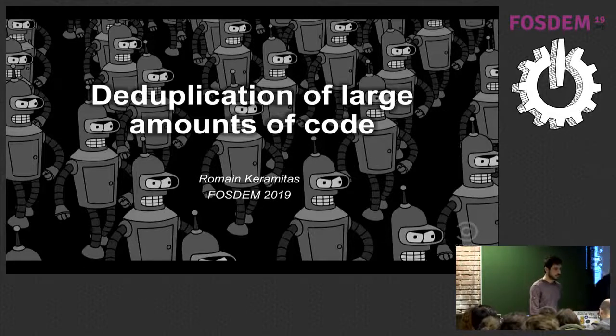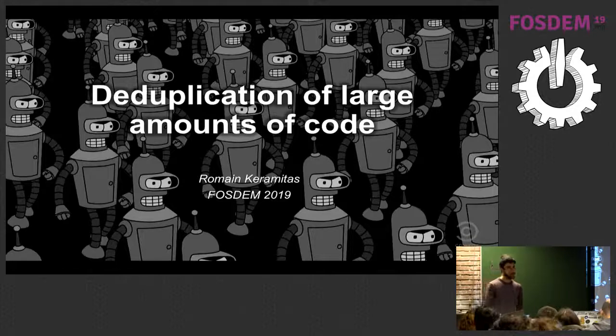Alright, you're good. Okay, so I was saying I'm a former Sourced intern, and I'm going to talk about a project I worked on during my time there. It's an open source project called Gemini, and it basically tries to deduplicate large amounts of code. So before talking about how Gemini works and the results I got while applying it, I'm first going to go over some elements of deduplication.